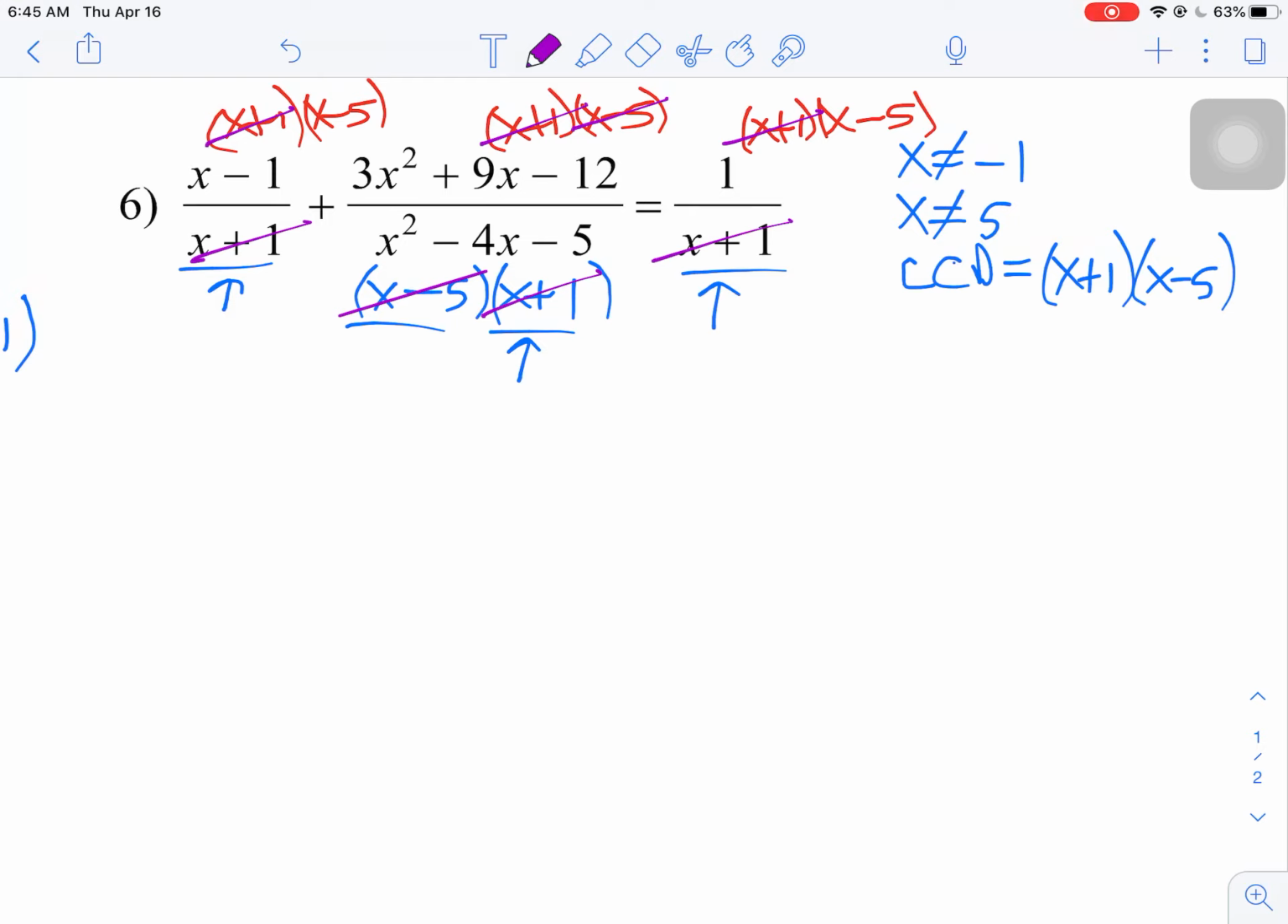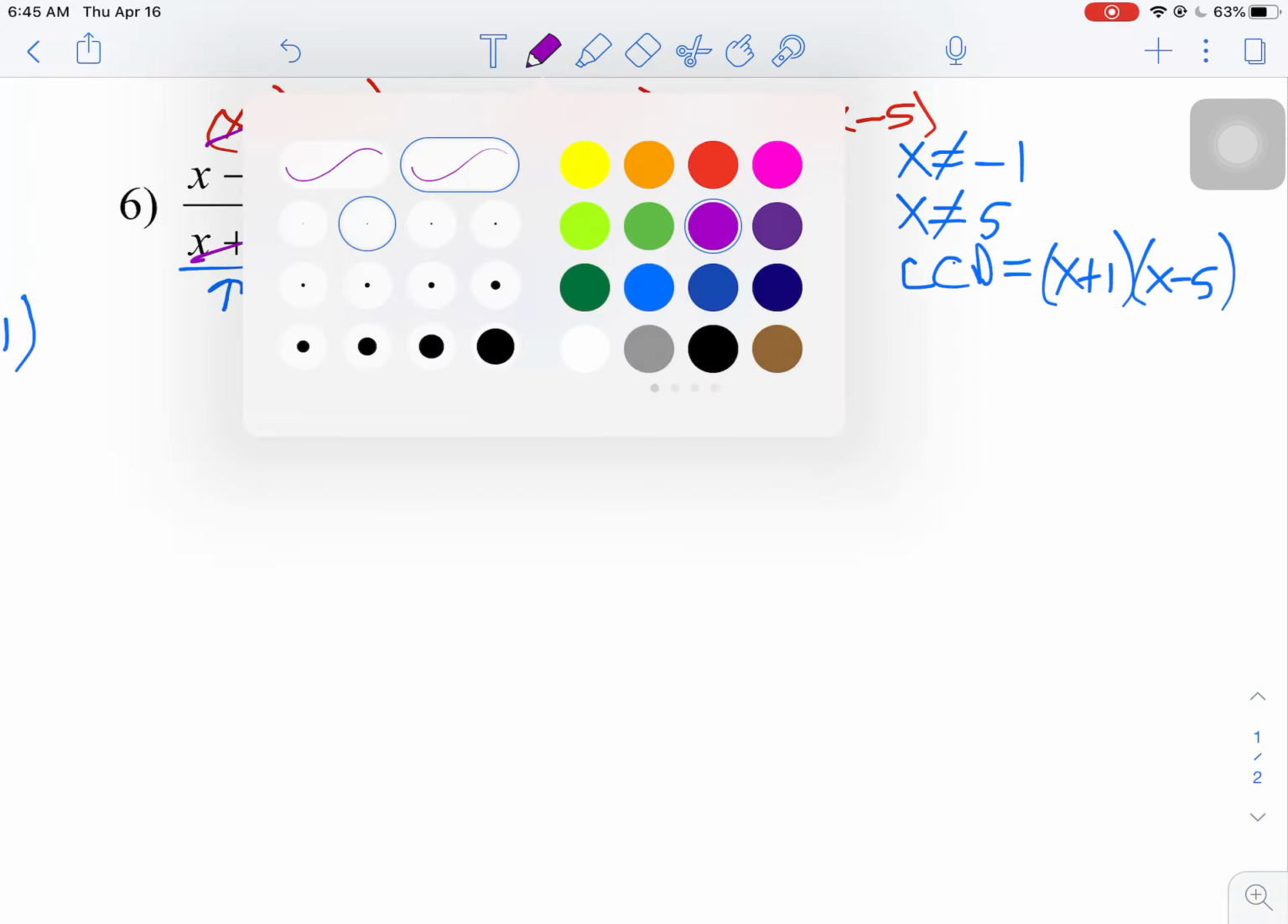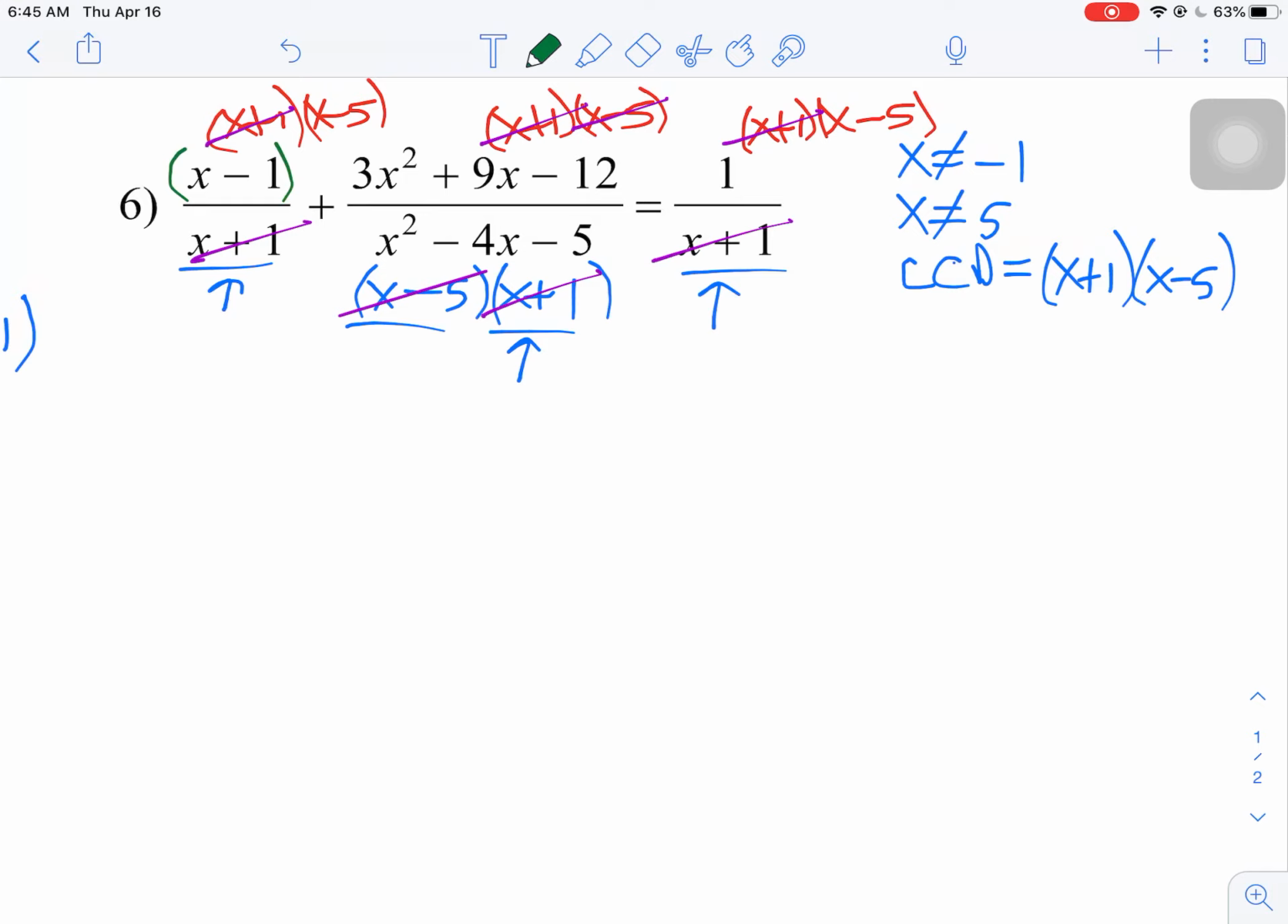So now there's lots of multiplying. Keep in mind all of these numerators up top, think of them as having invisible parentheses around each one, because you do need to do a lot of distribution. So on that first fraction, you have x minus 1 times x minus 5 plus that second fraction, we're in luck. It's just 3x squared plus 9x minus 12, because everything had canceled out. And then on that last one, 1 times anything is just that anything. So 1 times x minus 5 is just x minus 5.